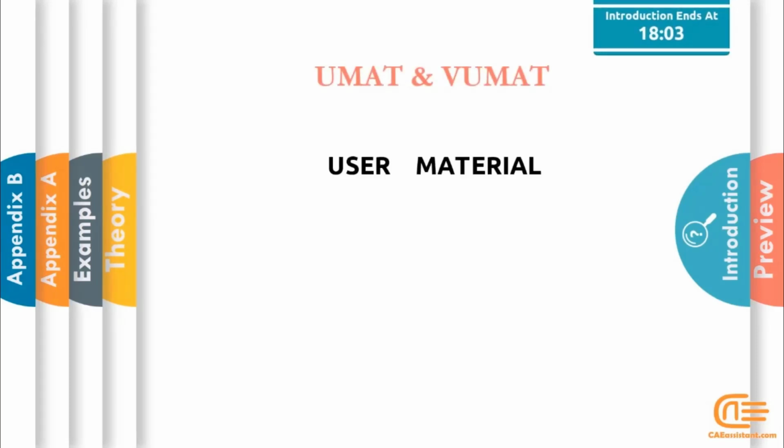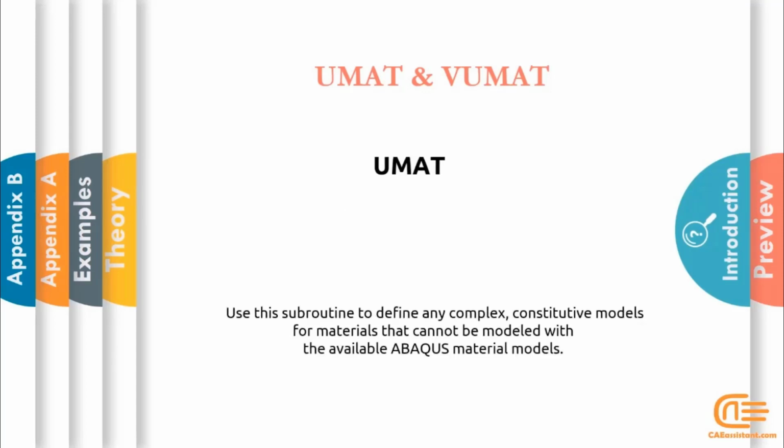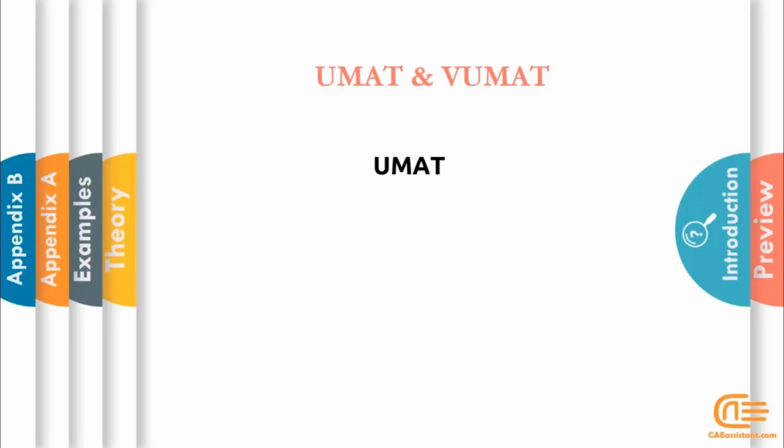UMAT stands for user material, and by using it you have the ability to define any complex material models that cannot be defined with the models available in Abaqus. And VUMAT does the same thing but for the explicit solver. There are many subroutines in Abaqus to define the model of the material properties and behavior in different situations.